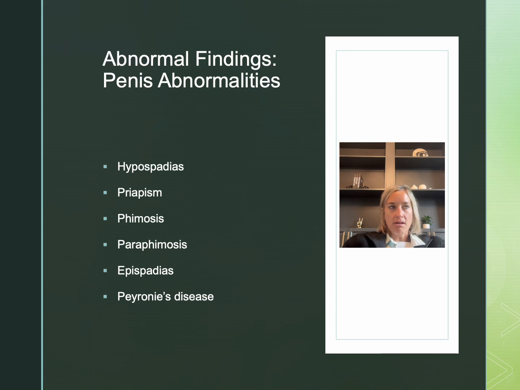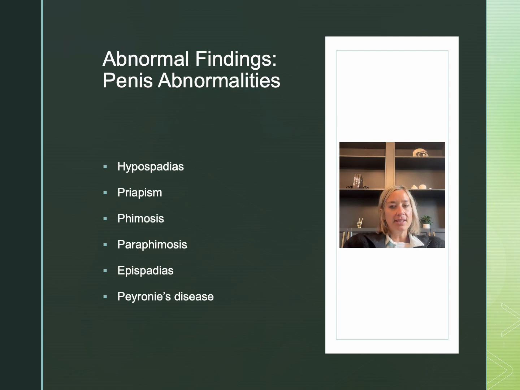Priapism is a prolonged, painful erection lasting more than 4 hours without sexual stimulation. It's often associated with conditions like sickle cell disease, certain medications, or trauma. It requires immediate medical intervention to prevent permanent tissue damage. Phimosis is a condition where the foreskin is too tight to be retracted over the glans. While it's normal in young boys, persistent phimosis in adults can lead to issues with hygiene, infections, and sometimes painful erections.